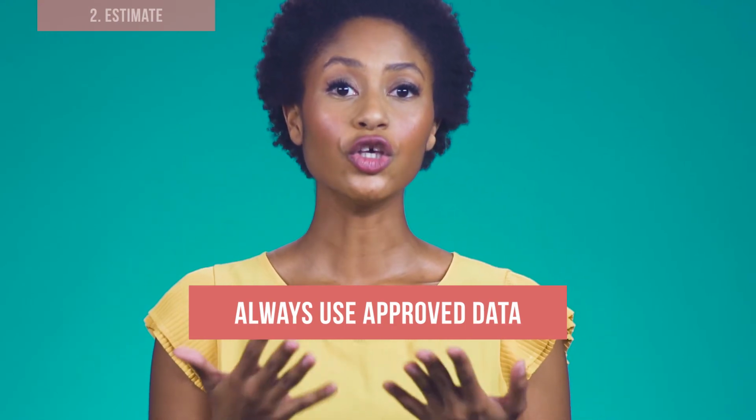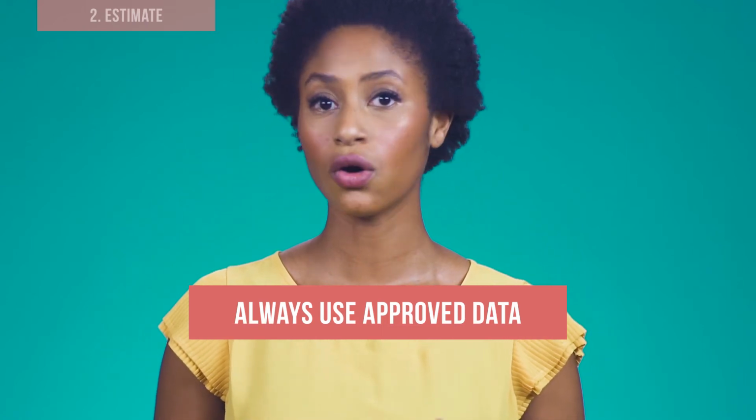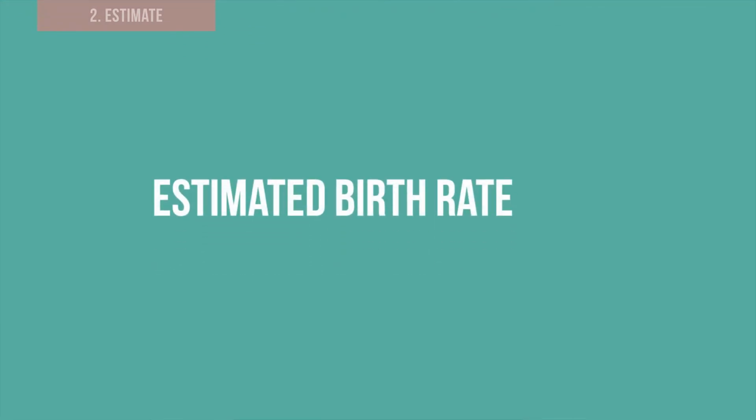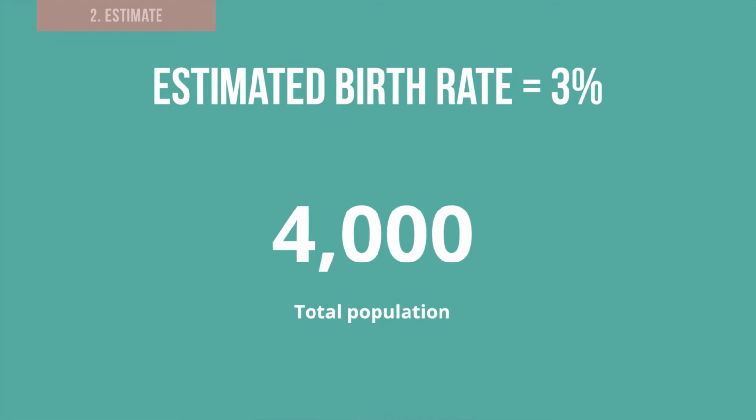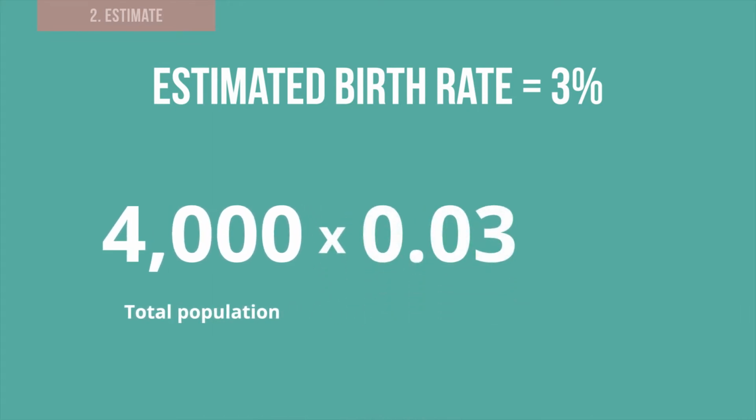If you have it, use existing population data, or you may use an estimated birth rate from your Ministry of Health. For example, the estimated birth rate from the Ministry of Health may be 3% of the total population. So if the total population is 4,000 and the estimated birth rate is 3%, your annual target population of infants would be 4,000 multiplied by 0.03, or 120.